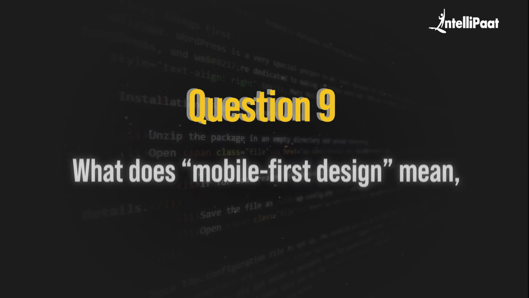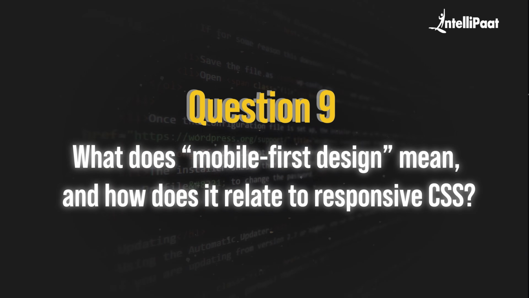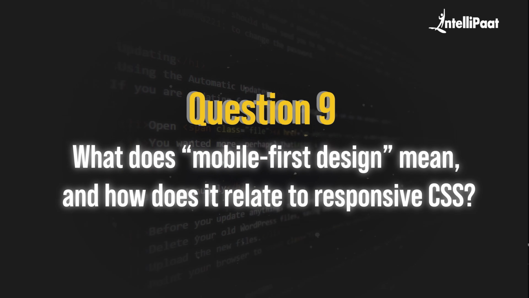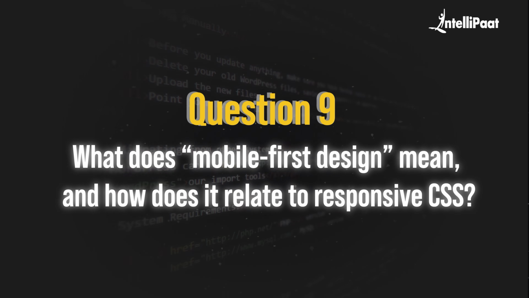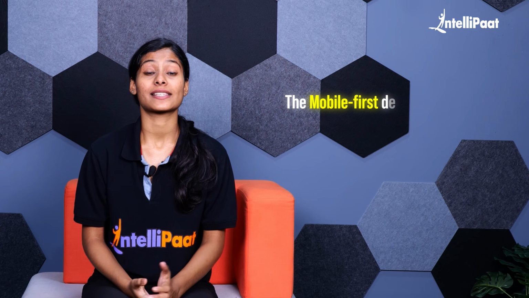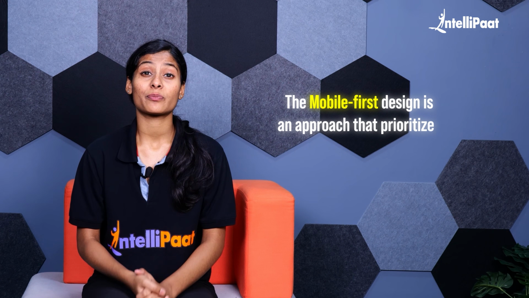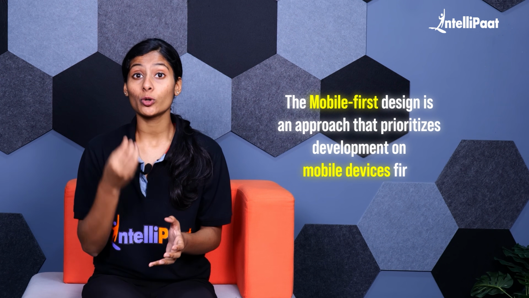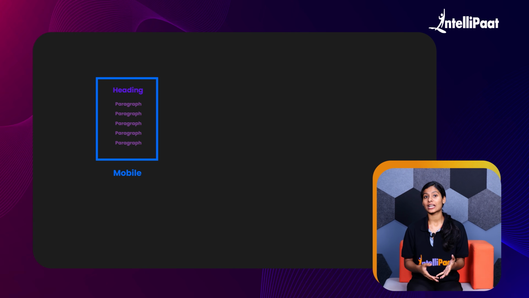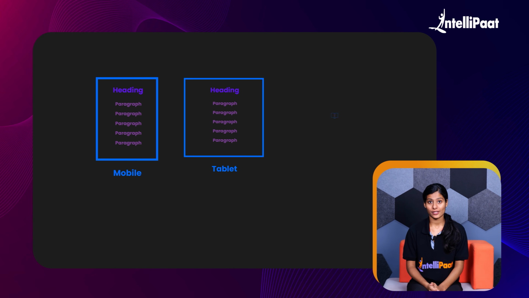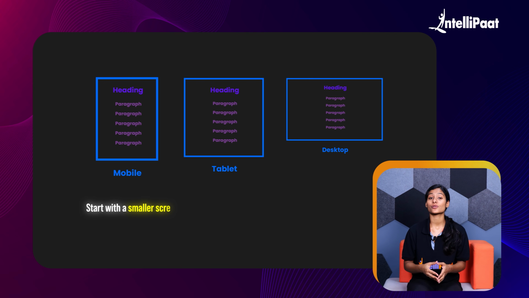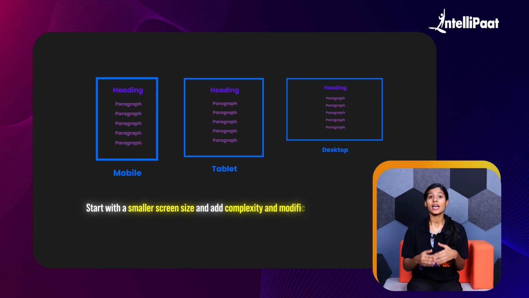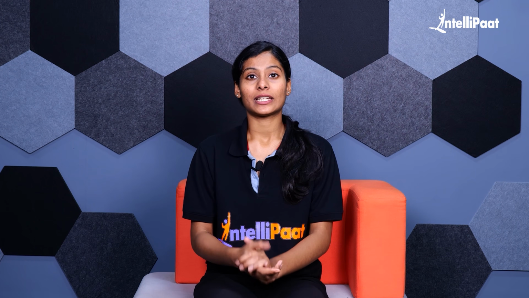Moving on to our next question, which is, what does the mobile-first design mean, and how does it relate to the responsive CSS? Now, the mobile-first design, as the name suggests, is an approach that prioritizes development on the mobile devices first before scaling up to larger screens, like tabs or desktops. The vision behind this approach is to start with the smaller screen size and add complexity and modification as the screen size increases.